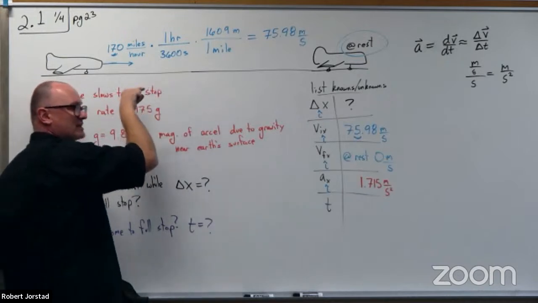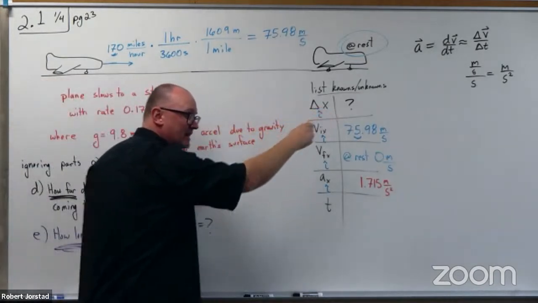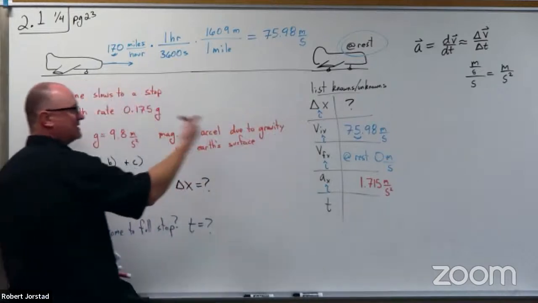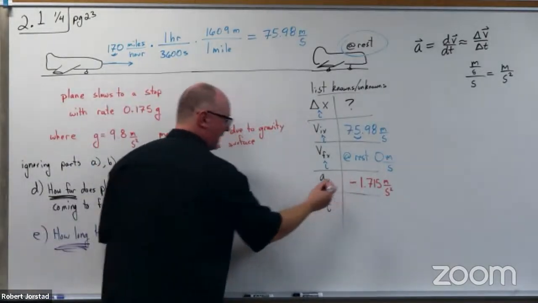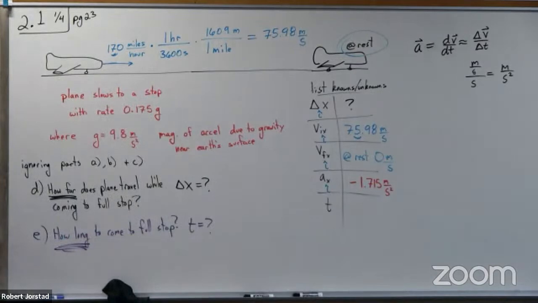If I'm moving this way and speeding up, acceleration will be positive. If I'm moving this way but slowing down, acceleration is in the opposite direction. I get a minus sign. Did you get that? Hope you did.